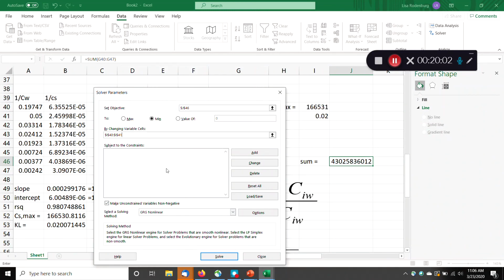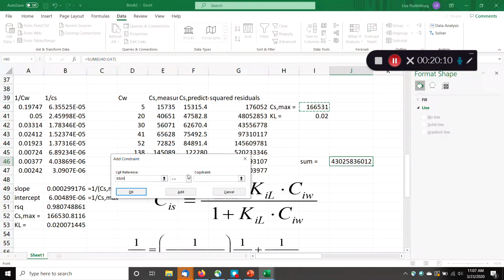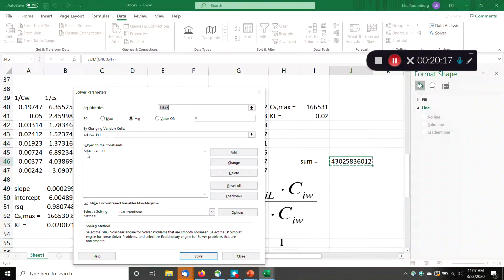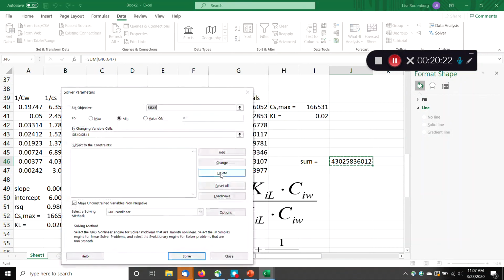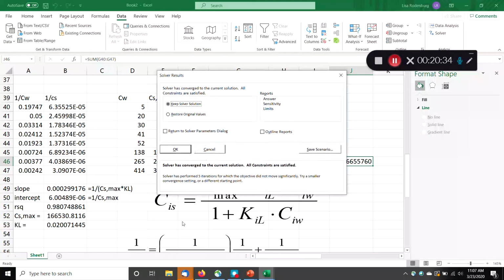You could put other things in here. You could say that they have to be greater than or equal to 1,000, or whatever you want, and then that would show up here as one of your constraints. But I'm not going to do that, so I'll just get rid of it. I'm just going to keep the option that says make unconstrained variables non-negative. I gave it my target cell, I said I want to minimize it by changing these two variables, and I just hit solve. Then I say, yeah, I want to keep the solver solution.